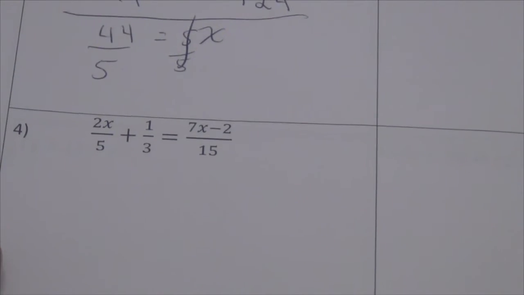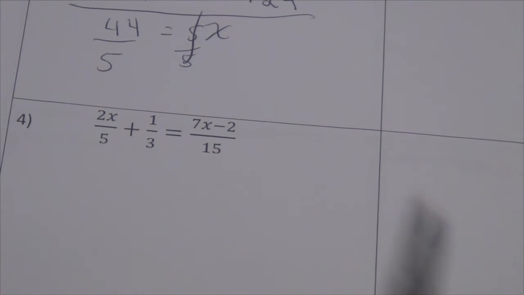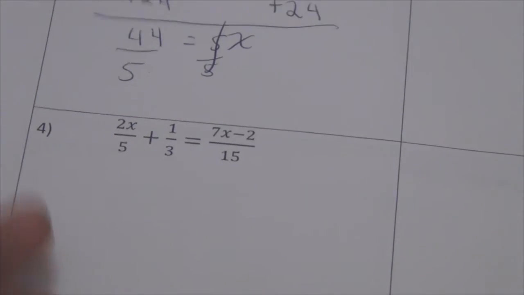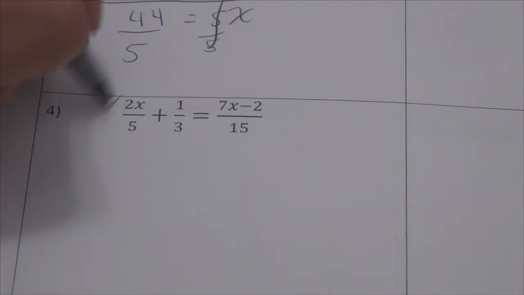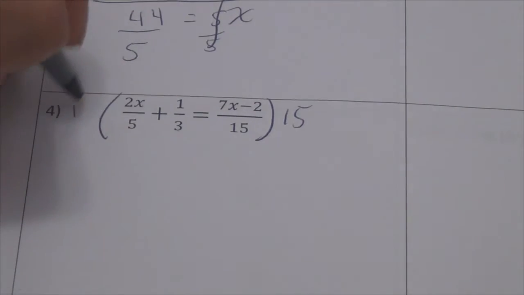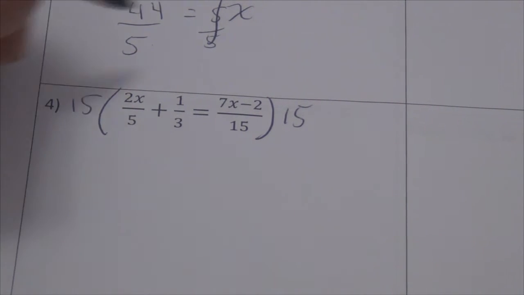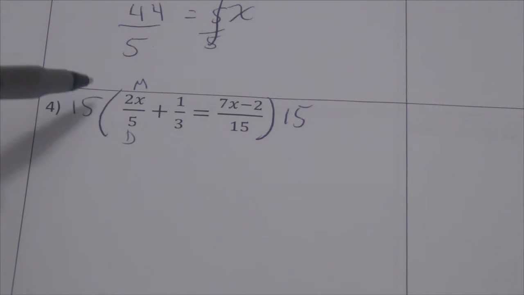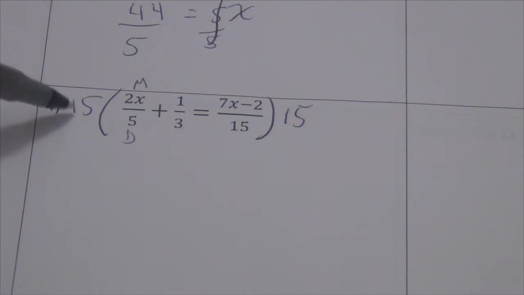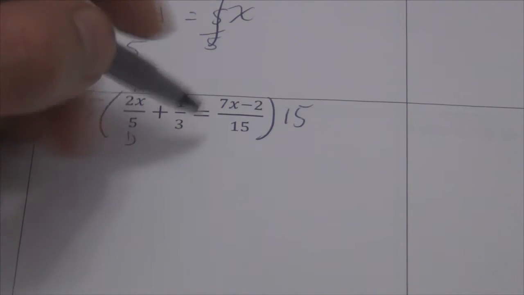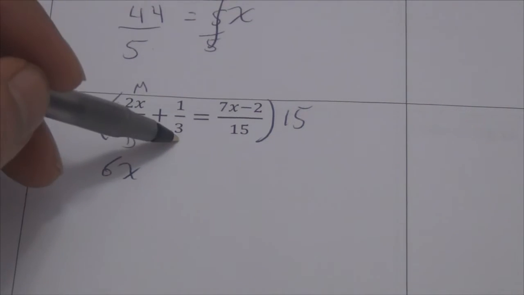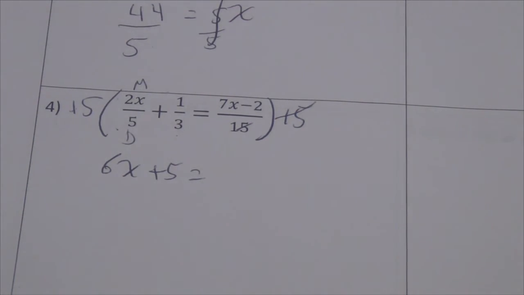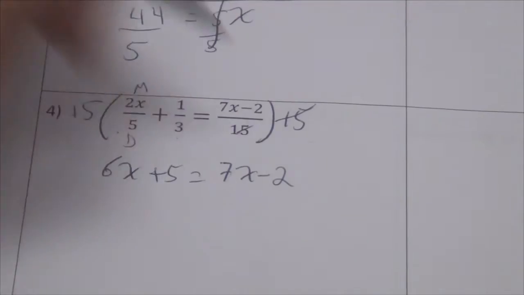Okay. This problem, I think this is the one we did before. Let me see, 15. Yeah, we did this before. The common denominator was 15. And now, remember when you multiply by a fraction, you multiply by the top, divide by the bottom. So 15, this time, I'm going to do it in a more simplified way. 15 divided by 5 is 3 times 2x, 6x. 15 divided by 3 is 5, times 1 is 5. When you multiply and divide by the same number, they cancel out. So you have 7x minus 2, okay?